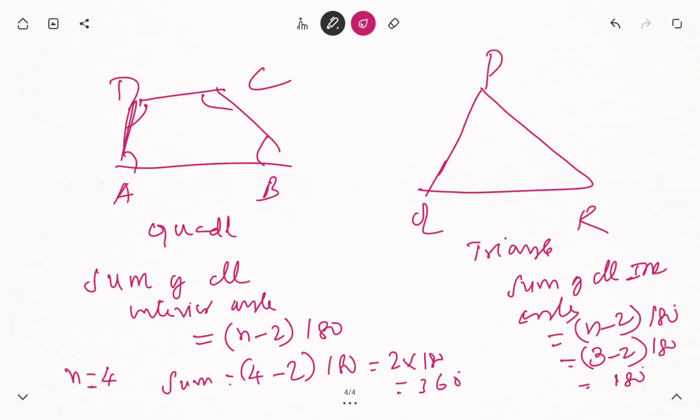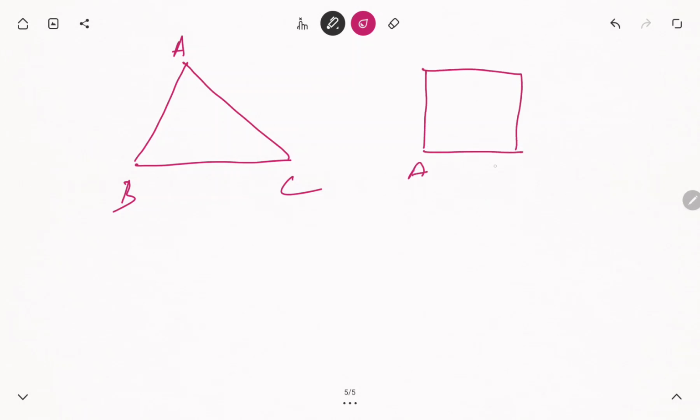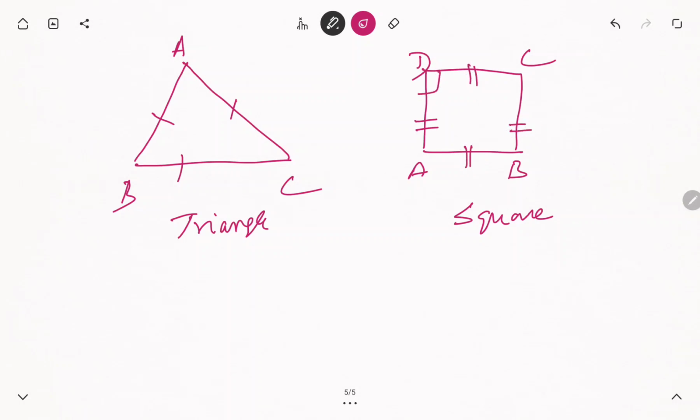Now this problem is actually for the irregular quadrilaterals and irregular triangle. Now the other case I am doing. ABC. Take these two figures. This one is called a triangle and this one is called a square. Here all sides are equal, and all angles are equal.